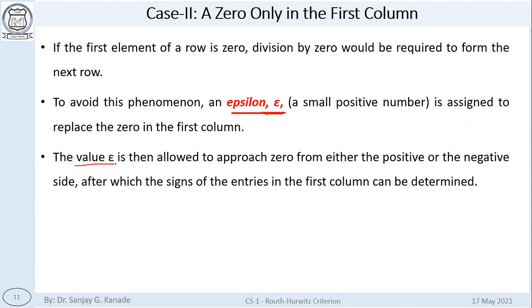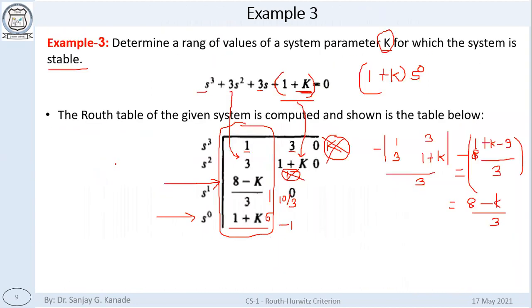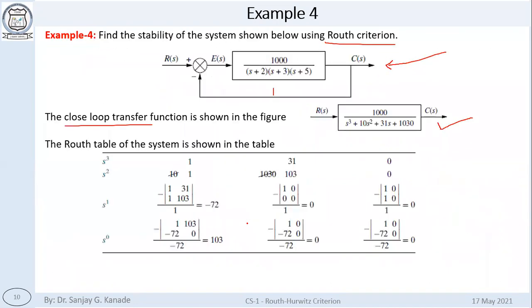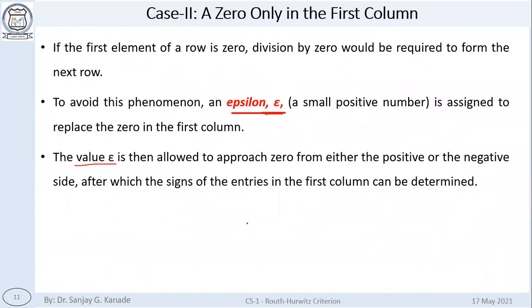Then we get certain values. We get whether that first element is positive or negative, because that is all that is required. We need the sign of the number. We don't even need the value of that number. For example, whatever was here, this 8 minus k, or this 3, or whatever we have calculated, like minus 22, 24, the value does not have any significance. What is important is only the sign of that number.